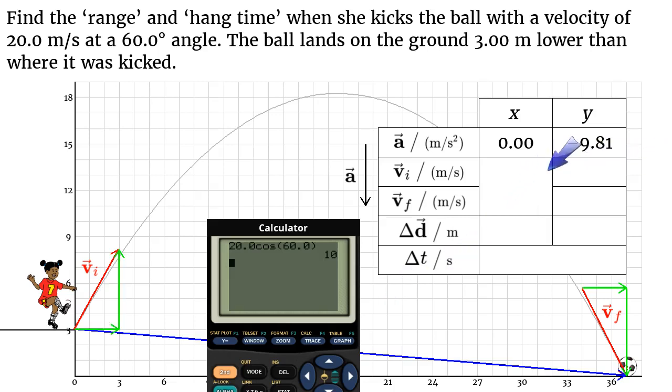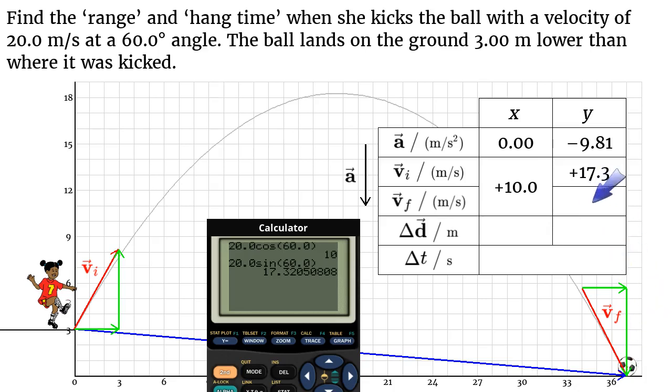Then I can do the same thing for the y component. I'm going to use sine instead of cosine. So 20.0 times the sine of 60, and that gives me 17.3, which is the initial y component of the velocity. Now if we look at the final velocity, the x component, as we've already argued, is the same as for the initial velocity. It's still positive 10. The final y velocity, I can tell that's going to be negative because the ball is returning to the ground, but I don't know what that component is.